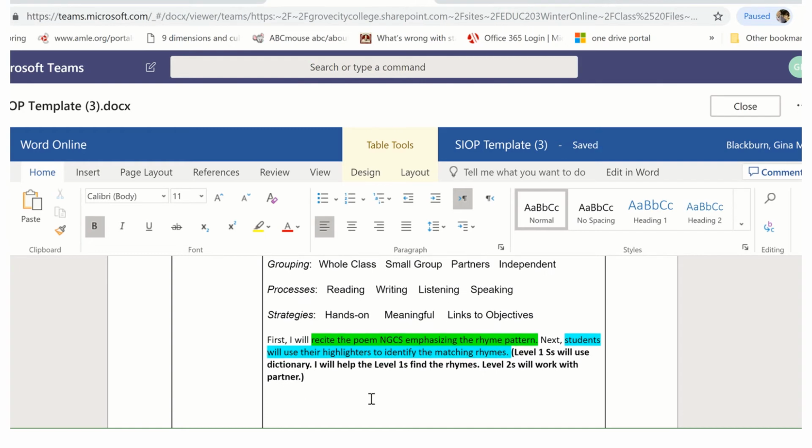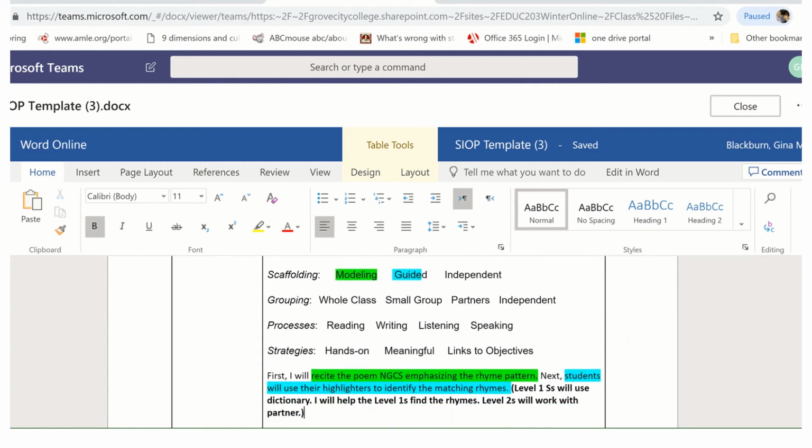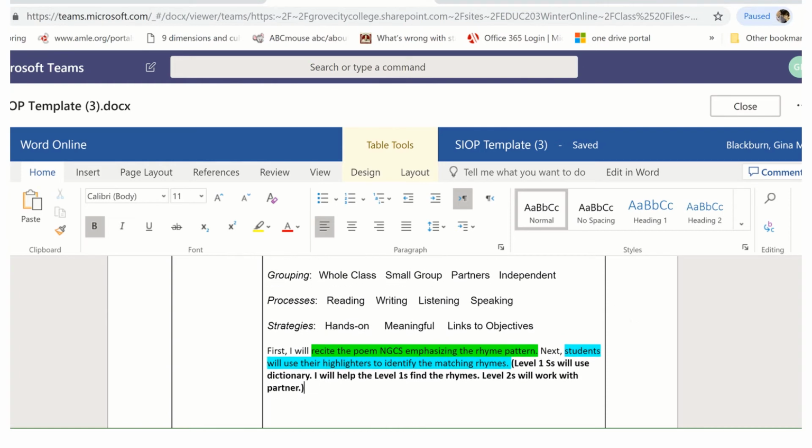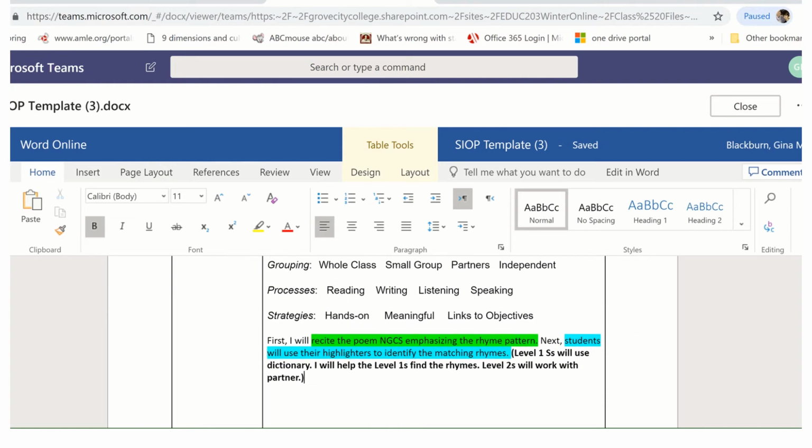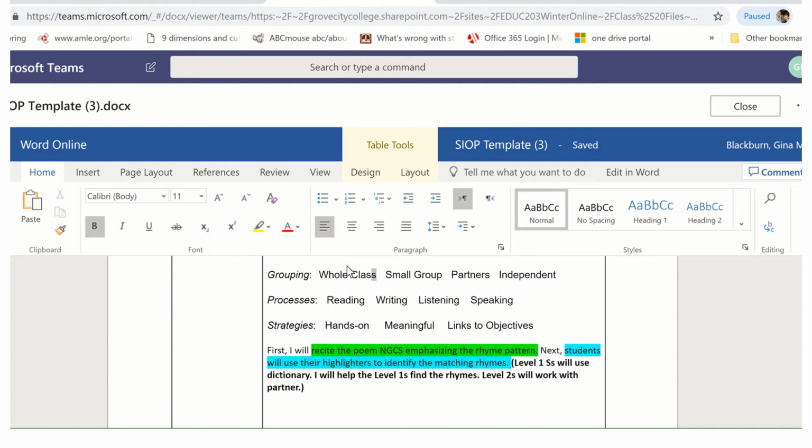Okay, so in parentheses, I said what is going to be different for my English learners for that activity. All right, and then I highlighted what's going to be happening there. And then in grouping, so perhaps the next activity that I do will be whole class. Then I would highlight that a particular color.